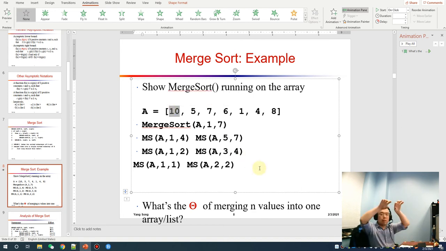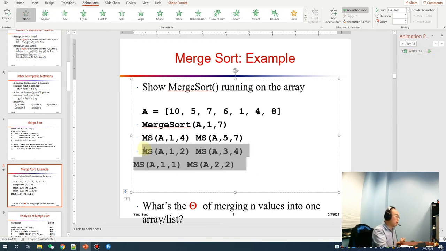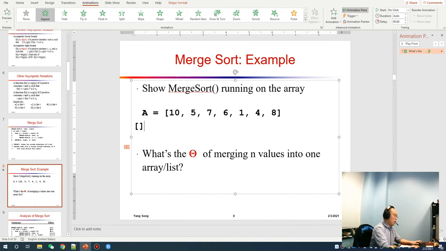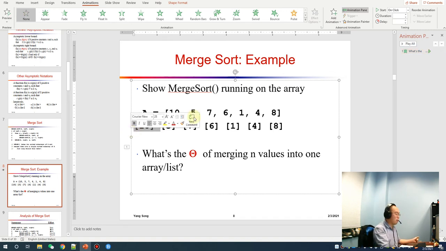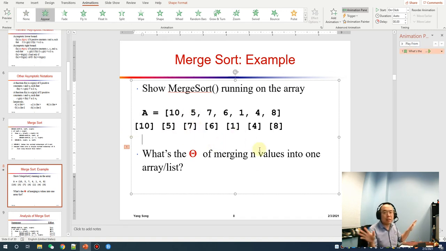So eventually, when we go all the way down, following the recursive tree structure, we will end up sorting all those 7 values as individual sublists. So eventually what we are doing is sorting just a 10, and then just a 5, and 7, 6, 1, 4, and 8. This is when we break down the recursive tree structure to the leaves. And after that, 10 is already sorted, nothing to do. 5, 7, 6, nothing to do because they are the only values.